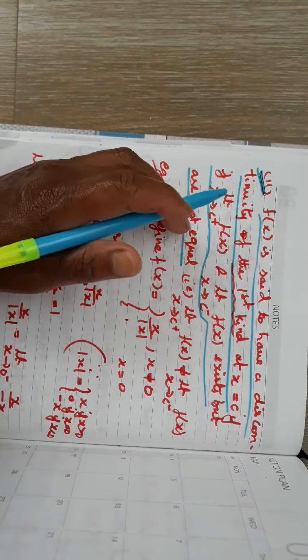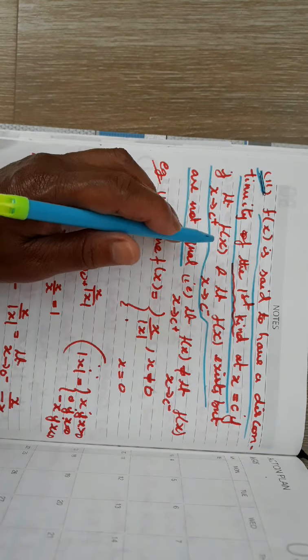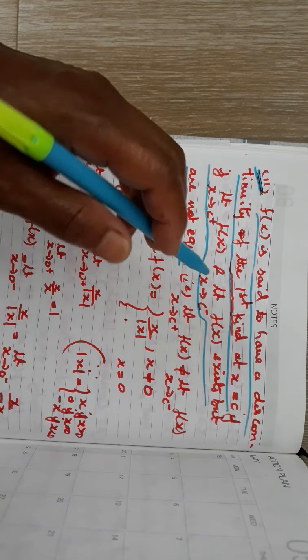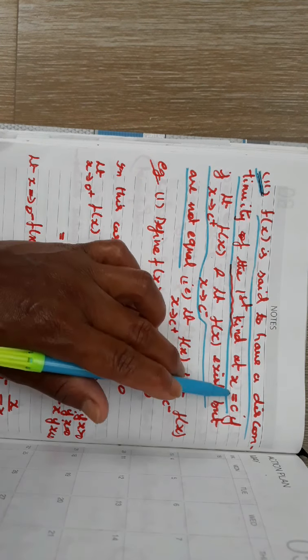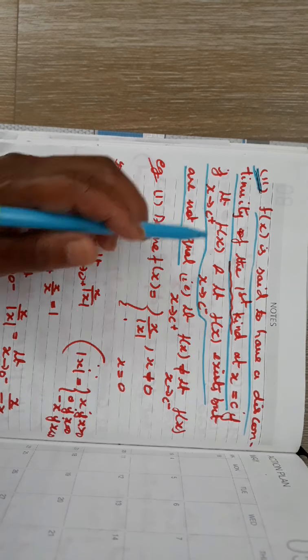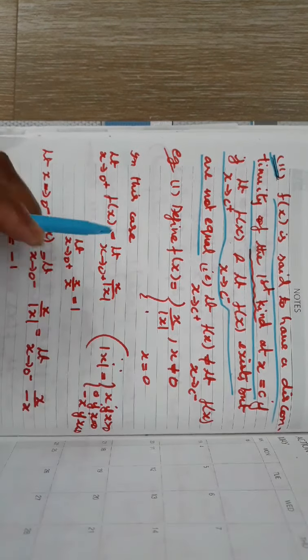Now a function is said to have a discontinuity of the first kind at x equal to c if the left hand limit and the right hand limit exist, but they are not equal. So such a function is said to have a discontinuity of the first kind at x equal to c if the left hand and the right hand limit need not be equal.